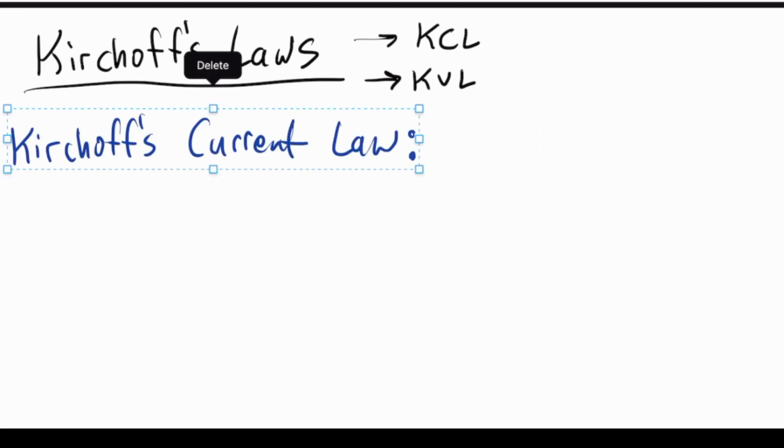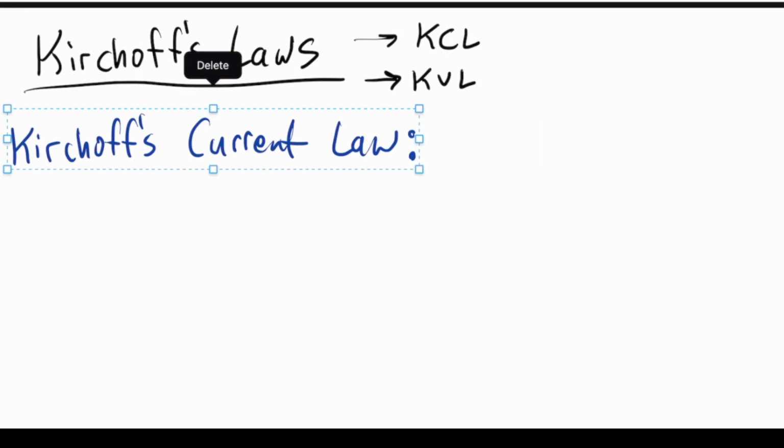So KCL stands for Kirchhoff's current law, and it tells us that the total current or charge entering a junction or node is exactly equal to the charge leaving the node, as it has no other place to go except to leave, and as no charge is lost within the node.